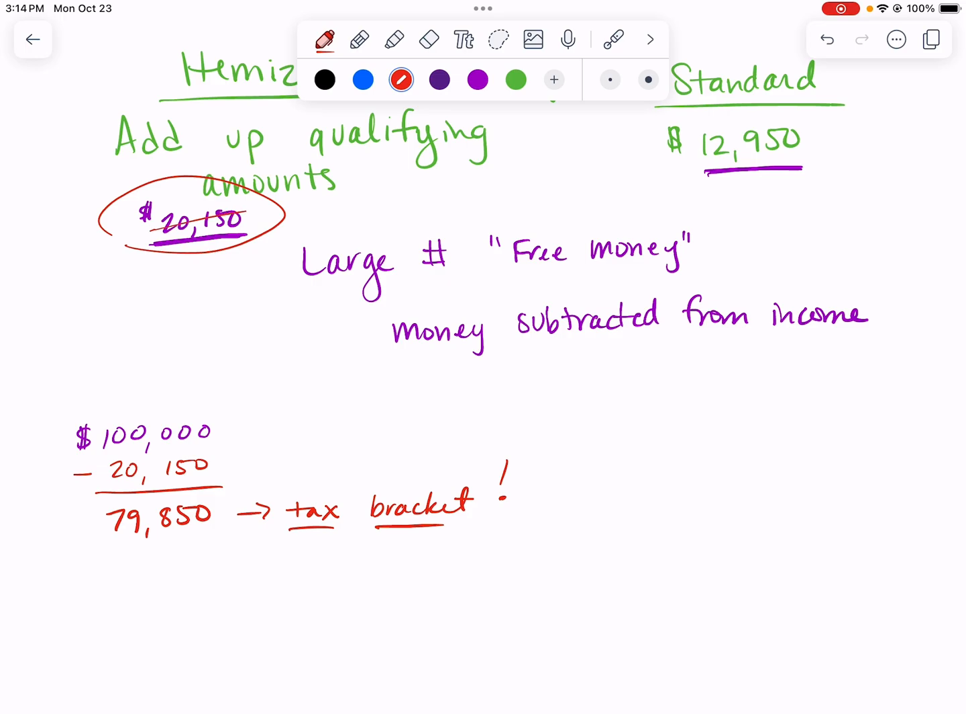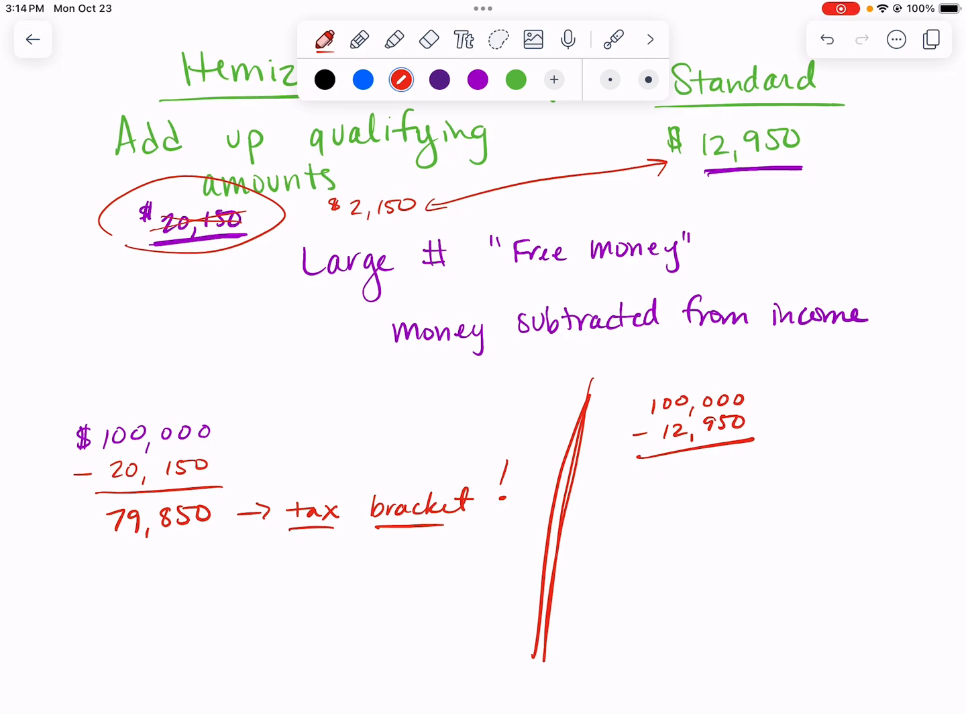Let's say your itemized actually only totaled $2,150. Well, in that case, if you're comparing these two numbers, you definitely want to choose the standard deduction because the standard deduction is the larger number. So in that case, again, let's say you make $100,000, you would just subtract the standard deduction, which is available to everybody, $12,950, and then say, oh, okay, well, then the income that I'm reporting to the government is this, and this goes on the tax bracket.